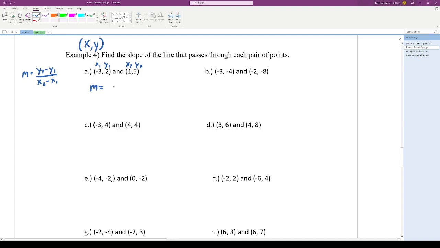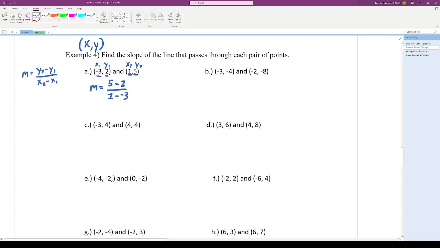Our slope here equals y2, which is 5. I got that right here. Minus y1, which was 2. So our change in y value was 3. We went from 2 up to 5. That gave us a difference of 3. Then on the bottom we put our new x value, that's 1, minus our old x value, that's -3.